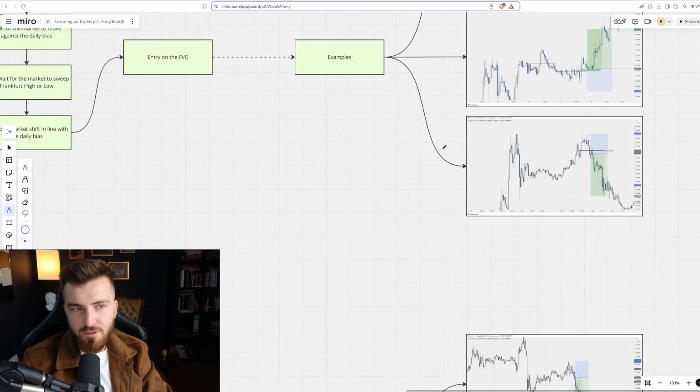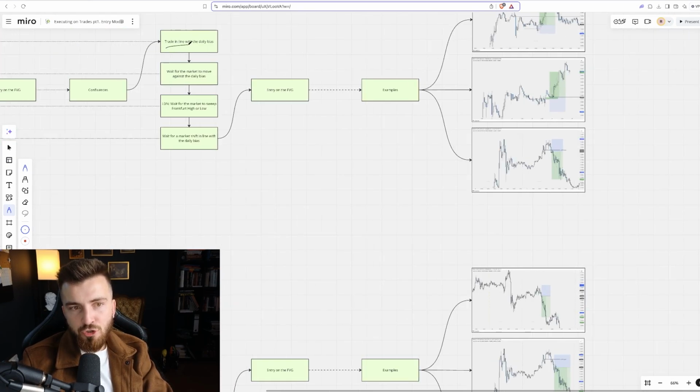But, let's go back. Trade in line with the daily bias. Check. Wait for the market to move against the daily bias. Check. London, wait for the market to sweep Frankfurt high or low. Check. Wait for the market to shift in line with the daily bias. Check. Right? Everything has been there. And by the way, oh my God, I deleted all of the things that I wrote down there. Okay. So I'll do that again.